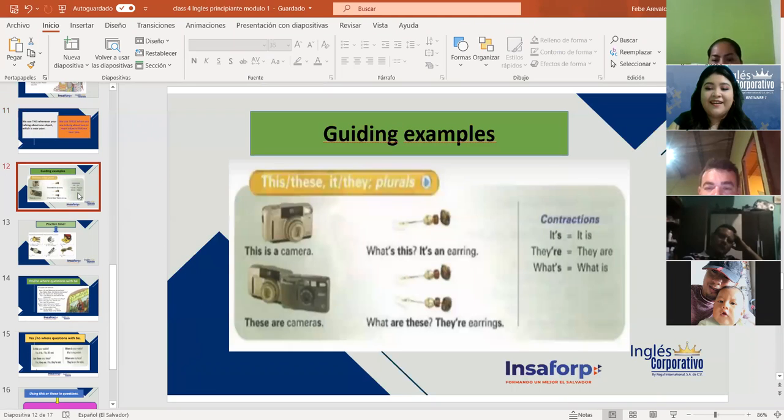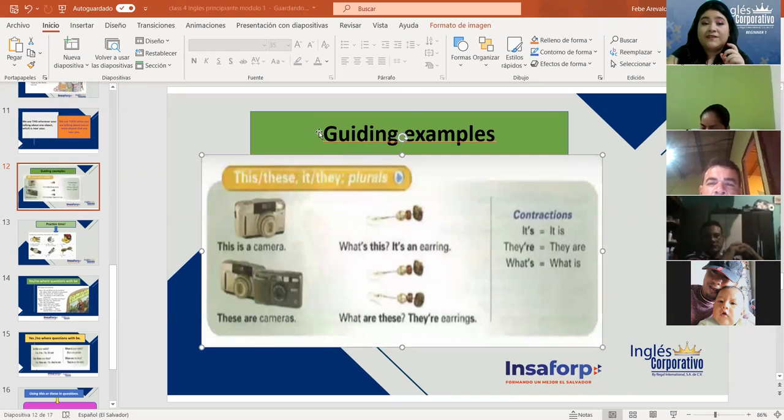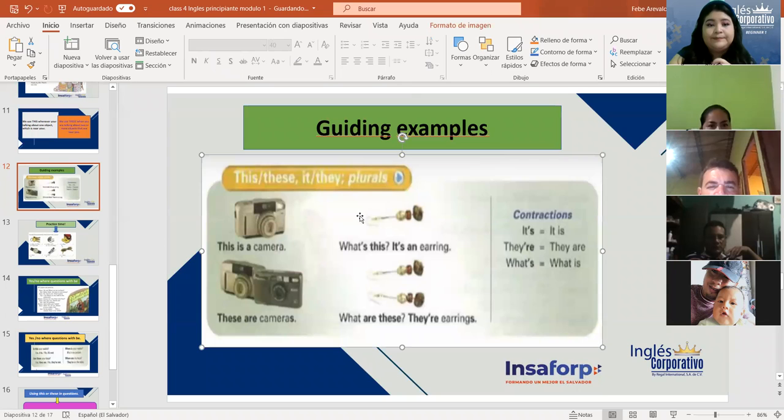Excellent, very good job. All right, now that you already have the information, we have these guiding examples. This, it, they, and plurals. This is a camera. We only have one. These are cameras. Two cameras. Now let's check the questions. What's this? It's an earring. Only one. It's an earring. What are these? They are earrings.